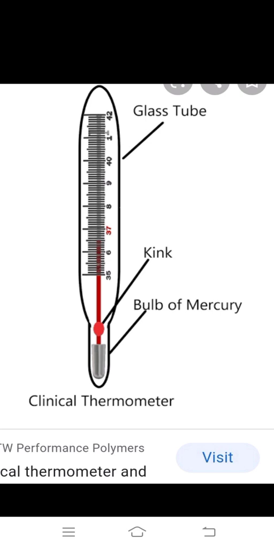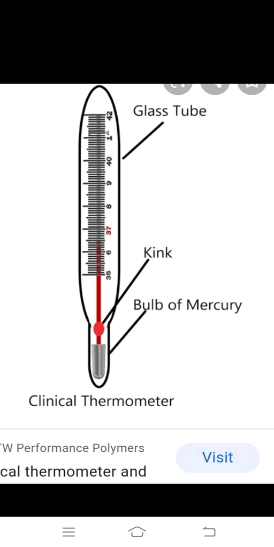Now, the range of a laboratory thermometer is generally from -10 degrees C to 110 degrees C. So this is the range of a laboratory thermometer.